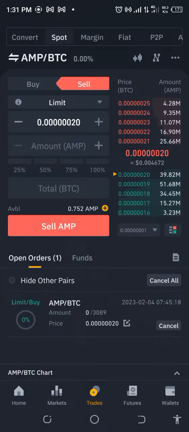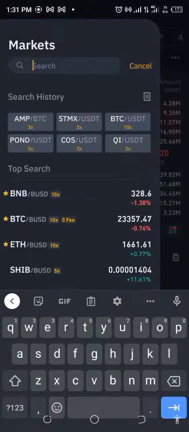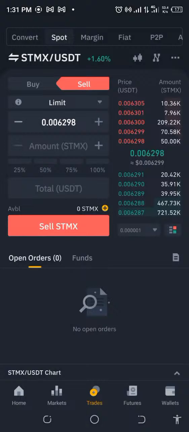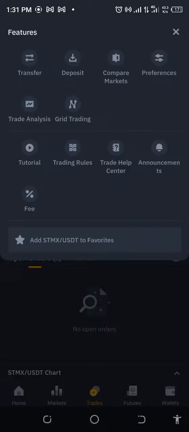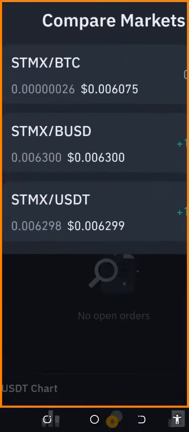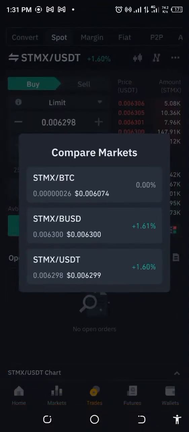Okay, so let's cancel this. Cancelled. So we're going to go to another coin, right? We're going to use STMX. And first of all, like I always say, the first thing you need to do is to check and compare the markets to see what's going on there, see if there's any opportunity whatsoever. Okay, it looks like there's an opportunity here. So I'm just going to try and see whether I can actually buy STMX with my BTC. So let's see the price.